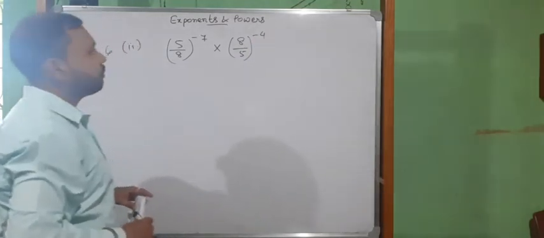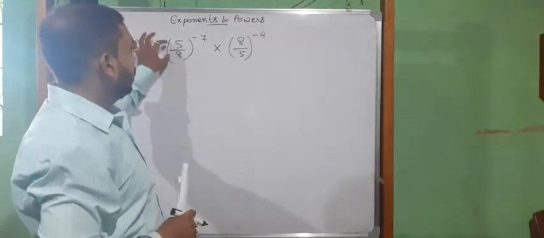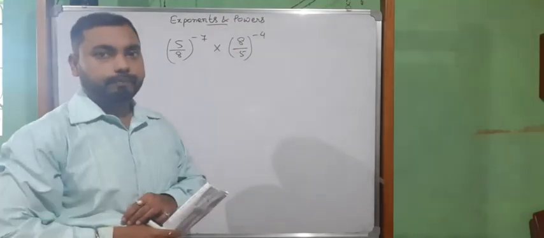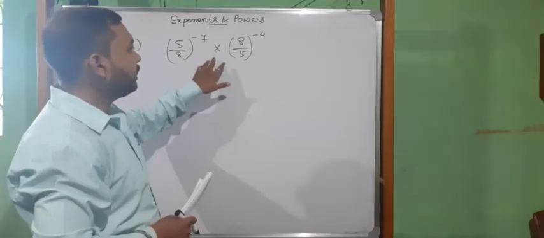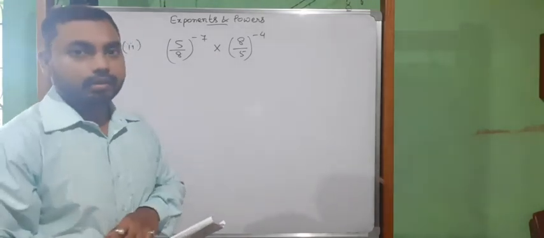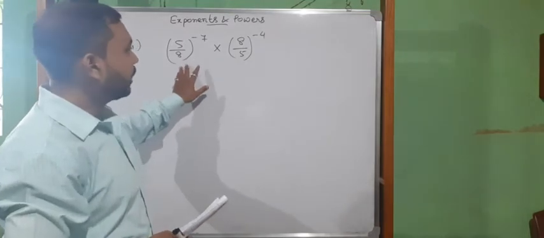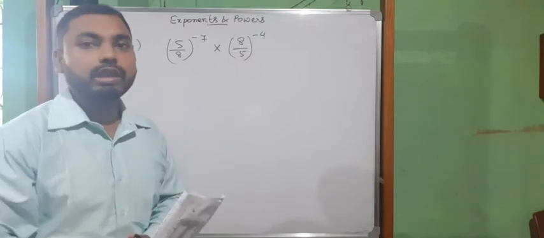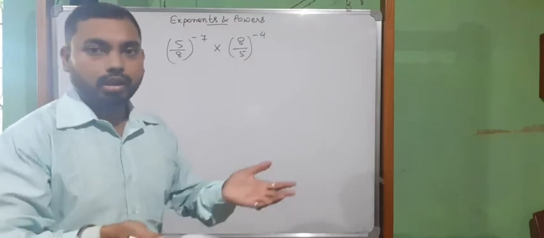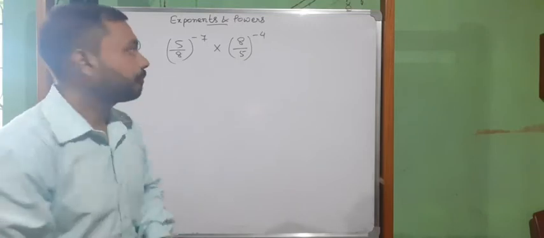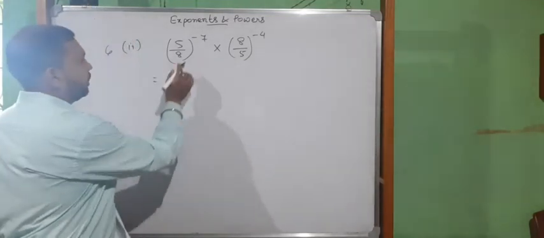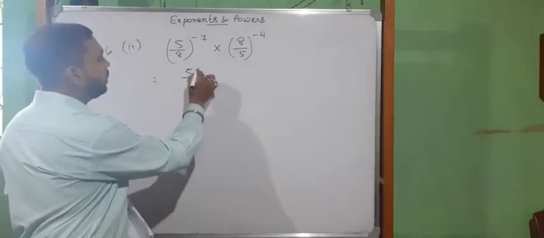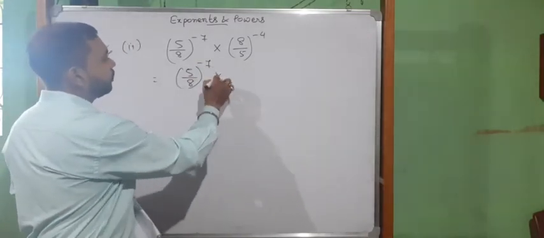Now you see here the base is 5 by 8, but here it is 8 by 5. Okay, now in between them multiplication sign is there, but if anyhow we make the base same, then we can use easily the laws of exponent actually. So let us keep this 5 by 8 same. So let me keep it 5 by 8 only. Okay, minus 7 into this second part.